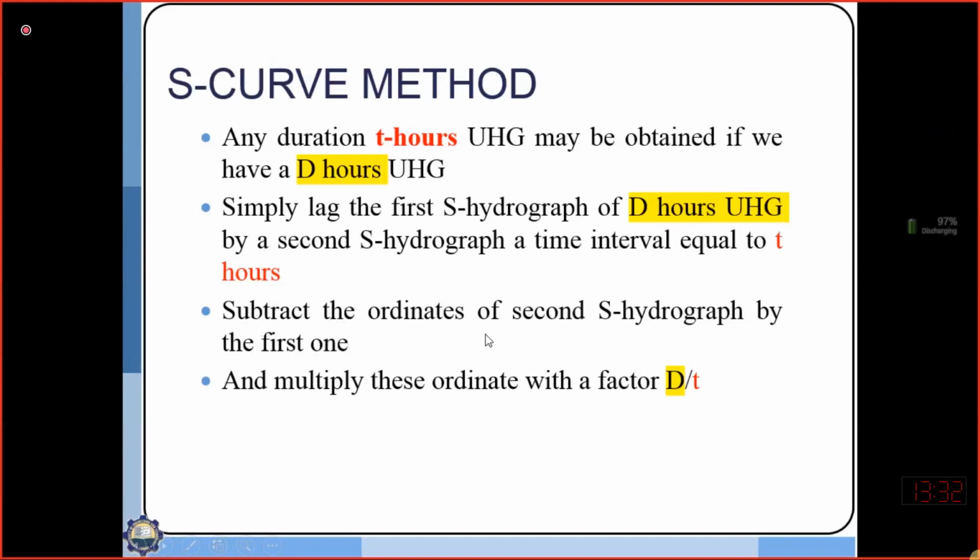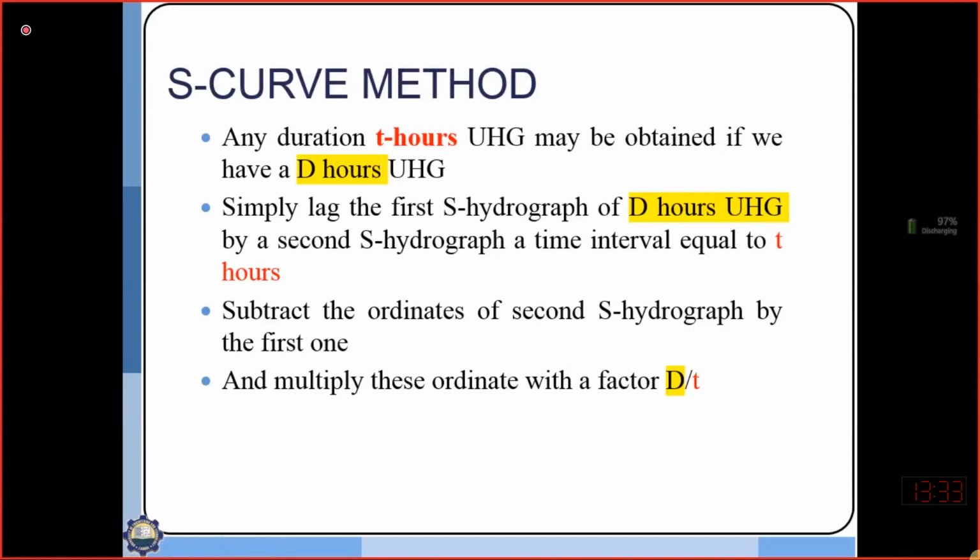Then subtract the ordinates of the second hydrograph, which is the T hour S hydrograph, from the first one, which is the D hour S hydrograph. And then finally multiply this difference, or these ordinates after the subtraction, by the factor D over T. D is the given duration and T is the required duration of the unit hydrograph. So this is the procedure that will lead you to the required duration unit hydrograph.